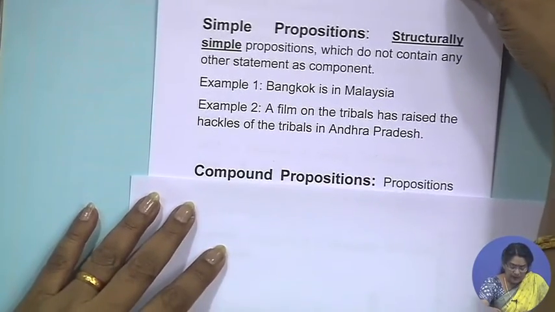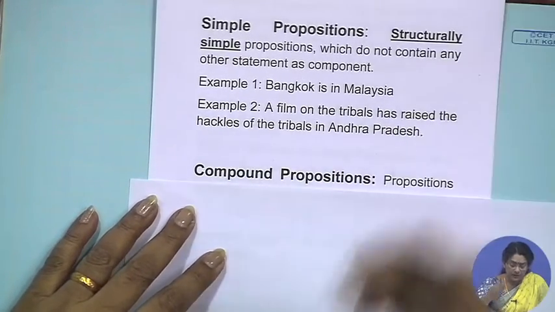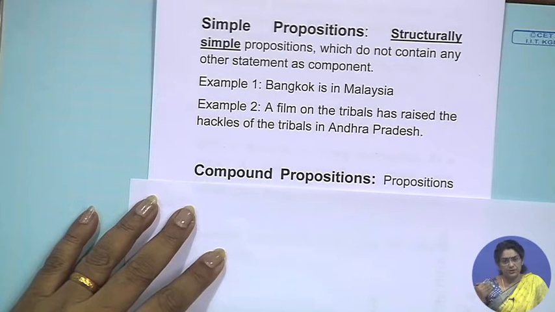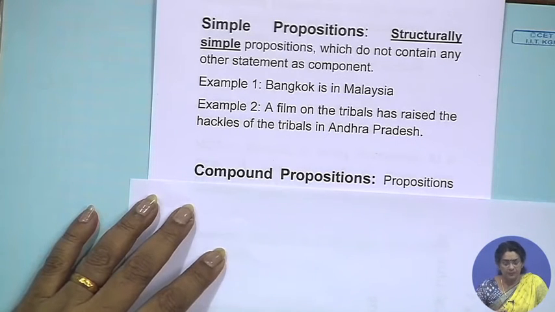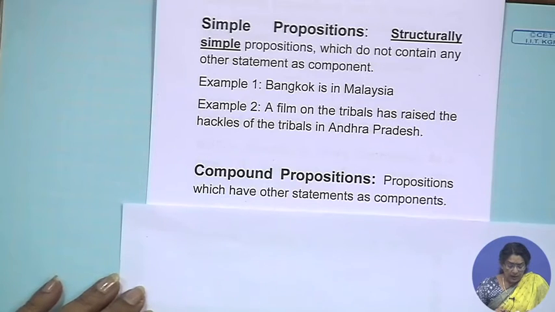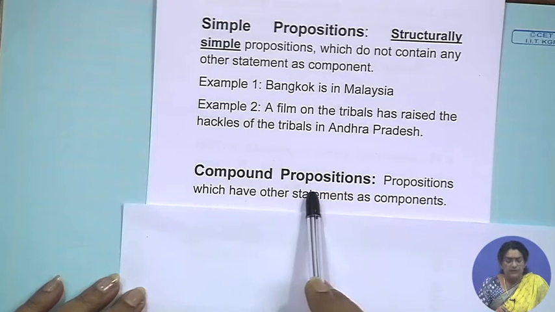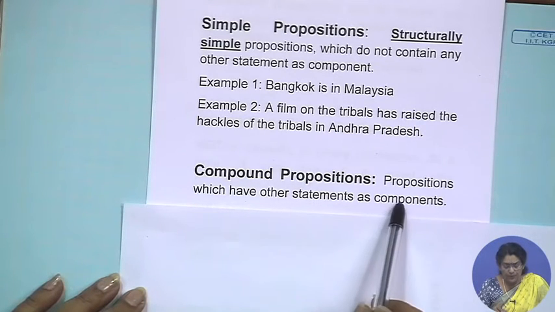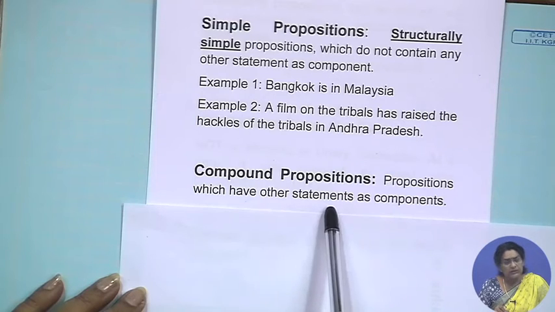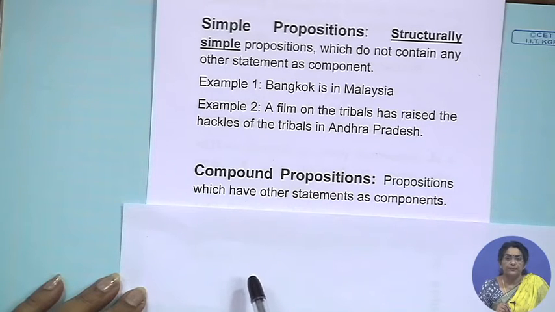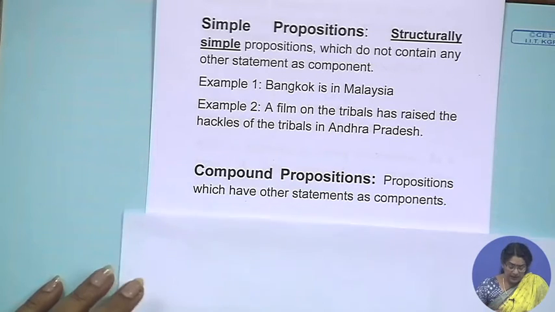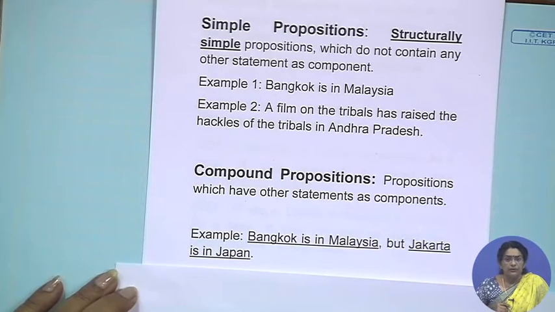Probably if you compare it with compound propositions, you will understand the simple propositions, the structural simplicity, somewhat better. Compound propositions or complex propositions are those propositions which have other statements as components. So, if you look at these propositions, you will find the distinct presence of other propositions or statements in it. For example, take a look.